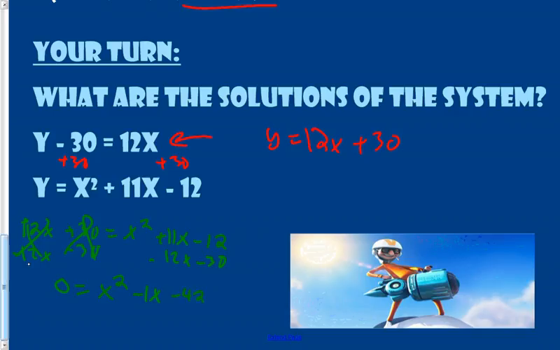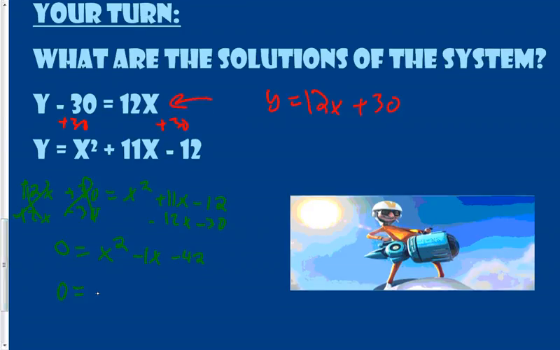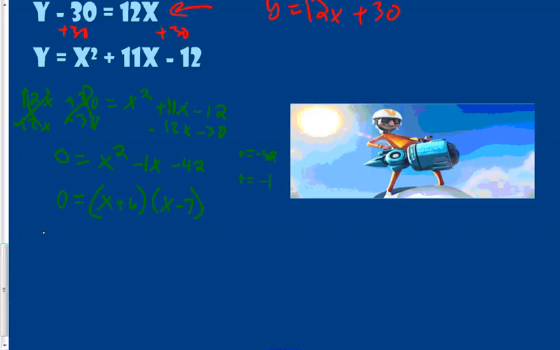Now we need to factor it. What can we factor this into so that the numbers multiply to equal negative 42 and add to equal negative 1? I think it's going to be 6 and negative 7. So we'd have x plus 6 and x minus 7. And then when we solve each of them using the zero product property, 0 equals x plus 6, 0 equals x minus 7, we get x is equal to negative 6, and x is equal to positive 7.